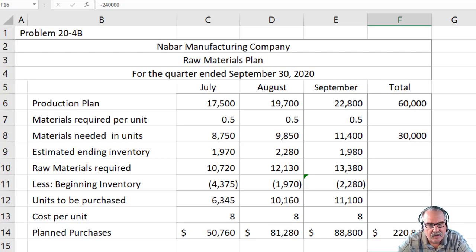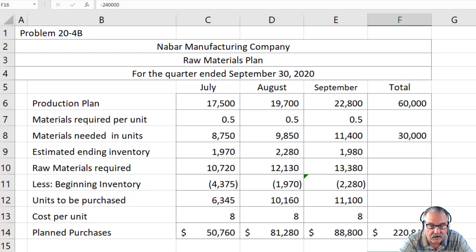So that means for 17,500 units, we need 8,750 pounds or units, whatever the raw material is. We also have some estimated ending inventory of 1,970. They gave that to you. So the raw materials required will be 10,720. And I'm sorry, the 1,970 is actually what we want to have on hand at the end of the month.